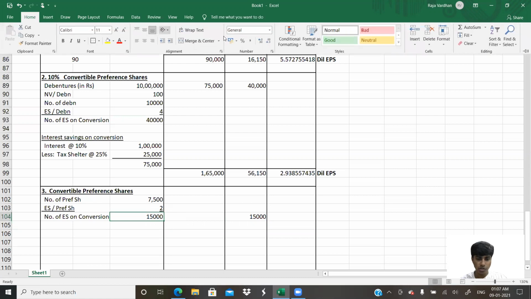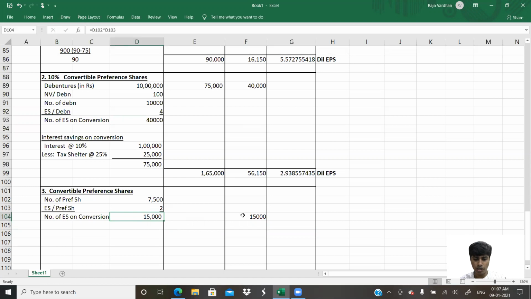Now tell me, would there be impact on the profit? Obviously. How? Because if they are preference shareholders, you would be paying them preference dividend. Now once they become equity shareholders, you need not pay them preference dividend, and profit attributable to equity shareholders will increase because the preference share dividend is ignored. Okay, come on, let us do that now.